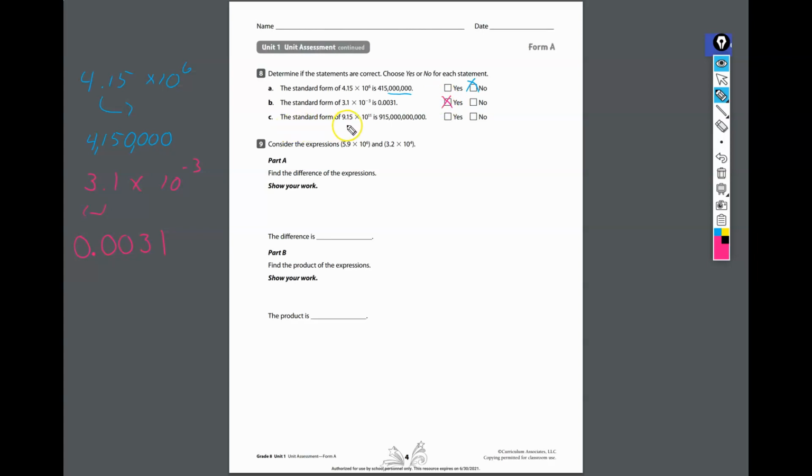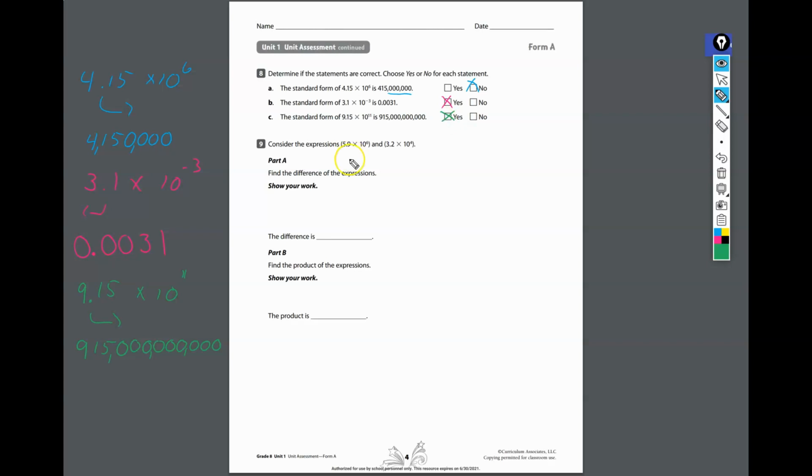Part C, the standard form of 9.15 times 10 to the 11th is the following. Let's check. If I have 9.15 times 10 to the 11th, let's see, it's a positive exponent, so that means I'm going right. That'll give me 1, 2. I'm going to need 9 more zeros. 1, 2, 3, 4, 5, 6, 7, 8, 9. And it looks like we have that. So that is yes.